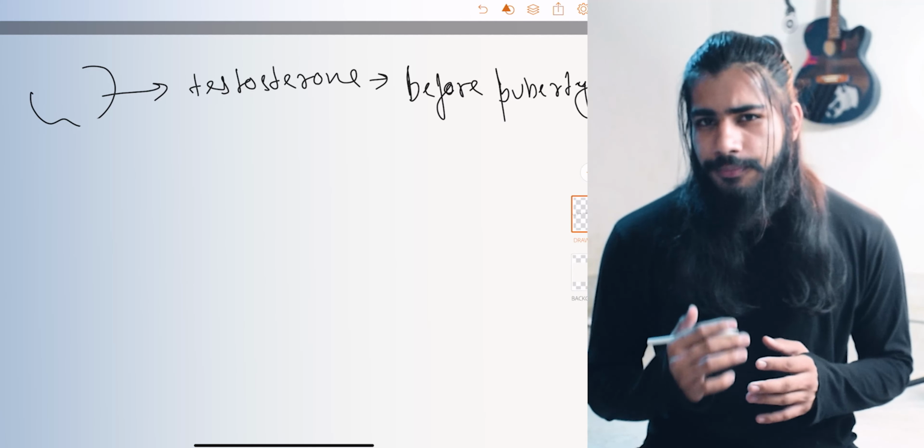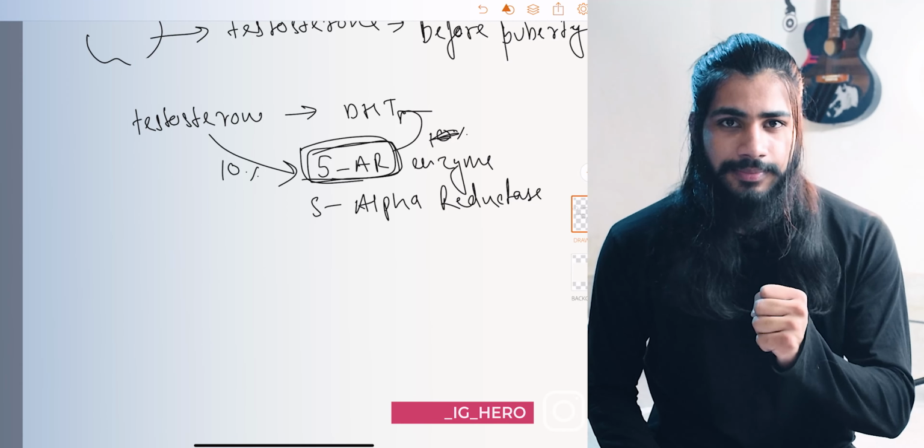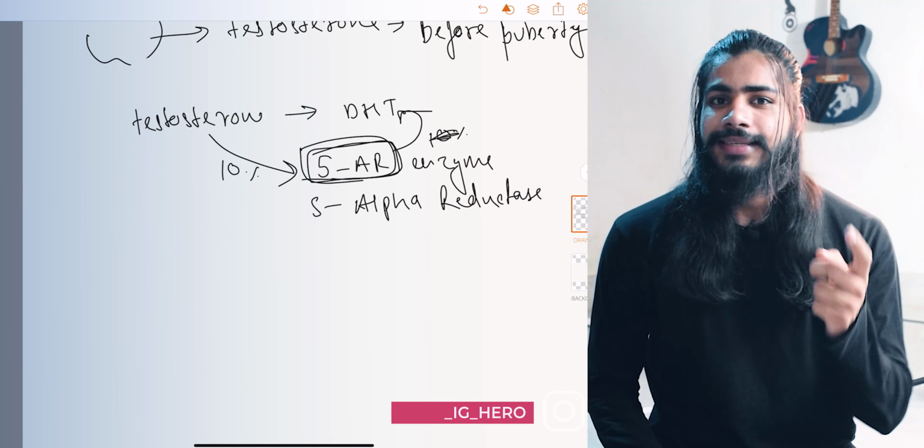Because you see, DHT is actually better at doing some things as compared to testosterone, because it has the ability to bind to receptors and stay bound to them for a longer period of time. Plus, DHT is much more potent than testosterone. Most of the hair that grows on our body is because of the presence of DHT, and that includes our beard as well. So if it wasn't for DHT, you wouldn't have a beard right now. So maybe DHT is not as bad as you may think, but that is a whole another video.